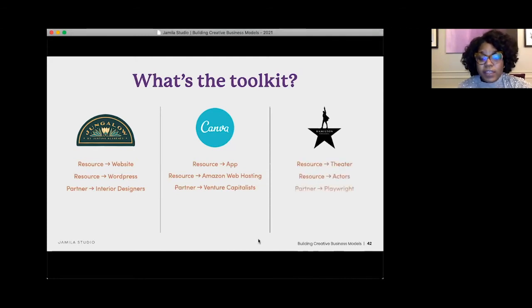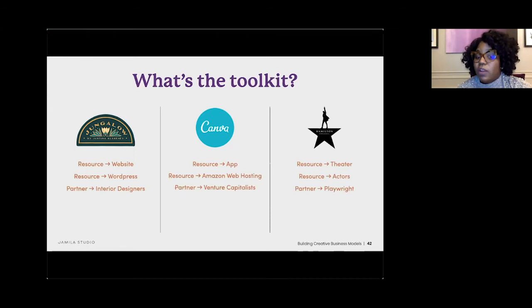In Hamilton, they have a ton of resources, but one of the resources is their theater. So whatever theater Hamilton is housed in, that's a resource for them. That's something that they're going to use to continuously put on the play. They have actors who are their contractors or employees. That's part of their human resources.